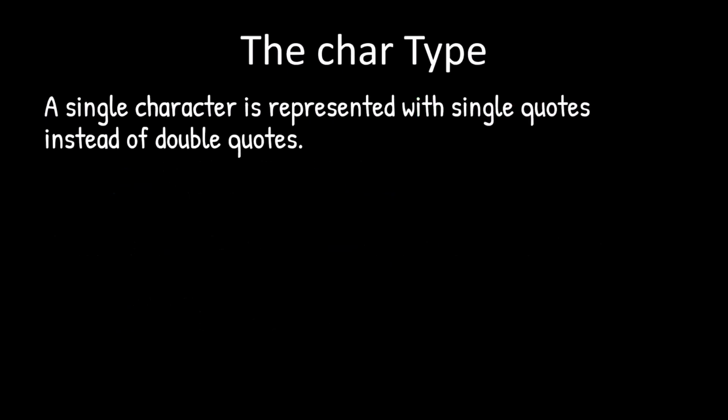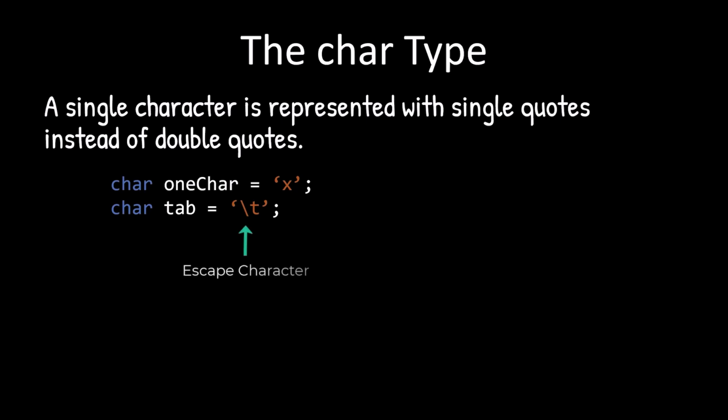The char type represents a single character in C#, and it uses single quotes instead of double quotes like we saw with our Hello World string. And as we can see here, we can put one character in there like the character X, and we can also use something called an escape character, which is a back slash followed by a letter or character sequence that represents something more complicated like a tab character.